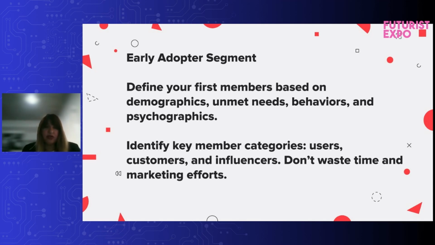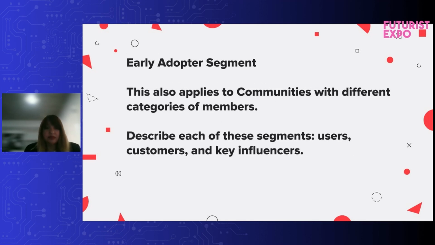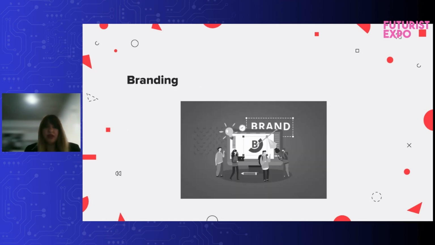The main reason for this is don't waste time and marketing efforts. There are plenty of people in the world, so you have to be assured to aim for certain people. Even if you say, but I have another person that is not exactly like my buyer persona, but I want to incorporate in my community, that's fine, but they are not the protagonist of your community. You have to identify this early adopter segment. And this also applies for communities that have different categories of members. For each type of member you have to describe the users, the customers, and the key influencers.